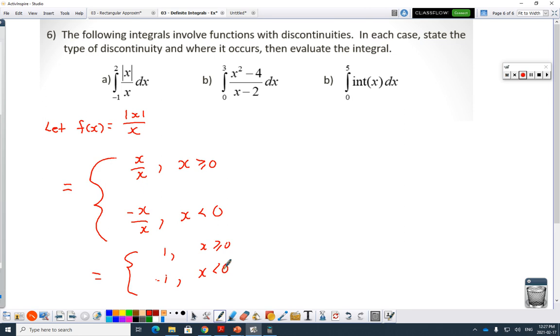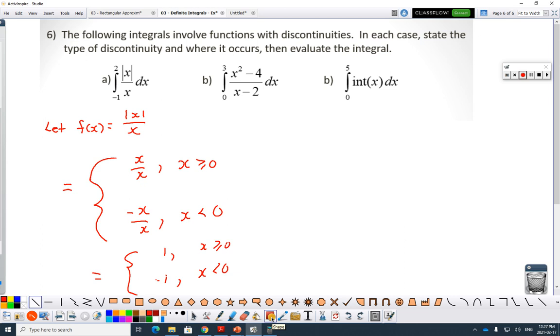Now I'm ready to draw a picture of it, and then find its integral. And its integral is just the area under the curve. That's all we're talking about. It's fancy symbols for area under the curve. Picture. What do I got? Negative 1 to 2.